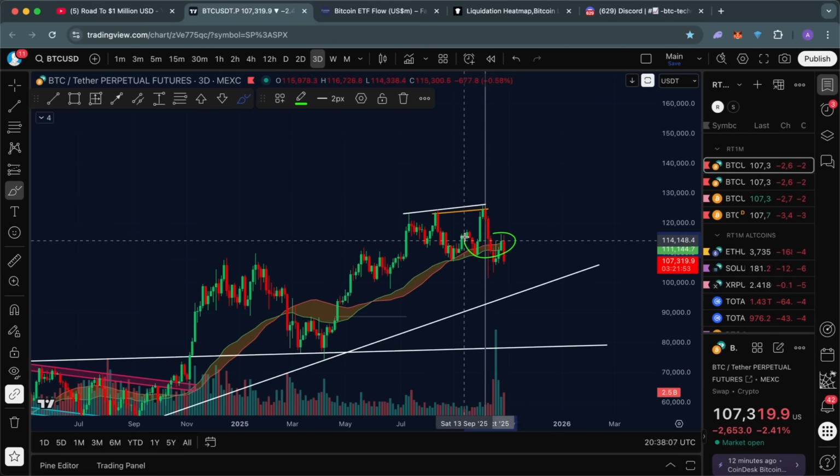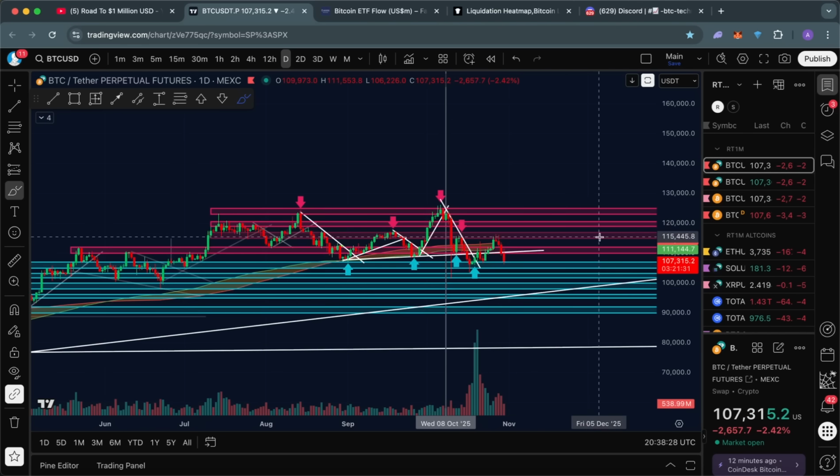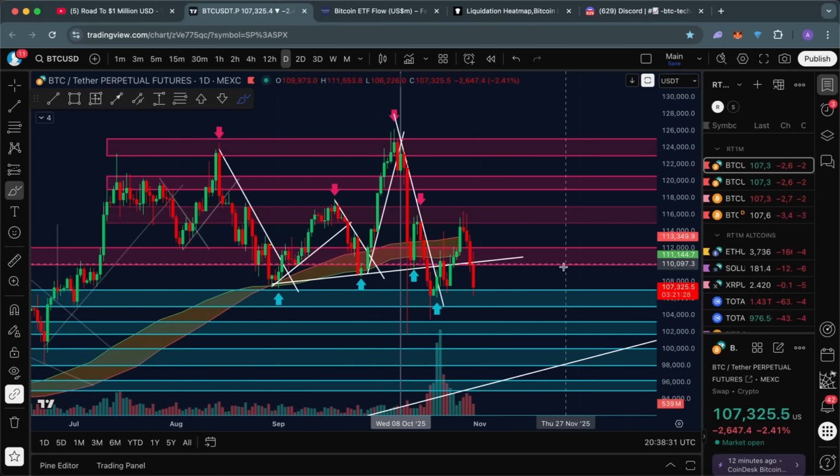And besides that, on this 3-day time frame, you can see that we are actually rejecting from the bull market support band. Typically not a bullish signal either. So there are absolutely some warning signals that we need to keep an eye on over the next coming days and potentially even weeks. Now, before I move on to the ETF analysis and the liquidity analysis, let's quickly take a look at some areas of support and resistance.